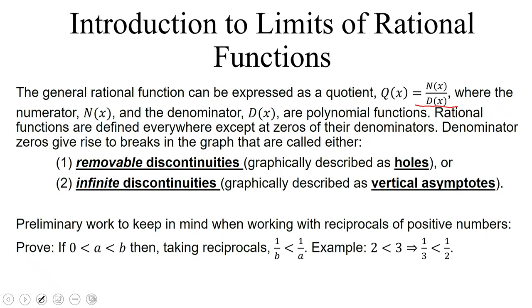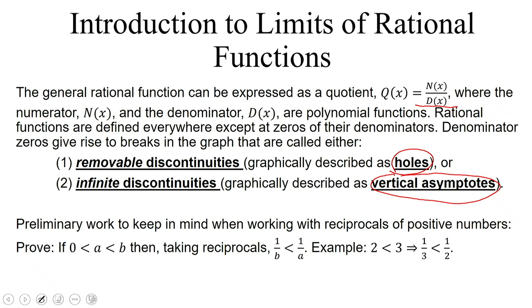There are actually two different situations. One is a case where there's a factor upstairs and downstairs and they cancel to some extent so that it's not in the denominator. And that gives rise to a hole in the graph. And the other situation is referred to as an infinite discontinuity, which graphically are shown as vertical asymptotes. So we'll discuss those separately because they're a little different.